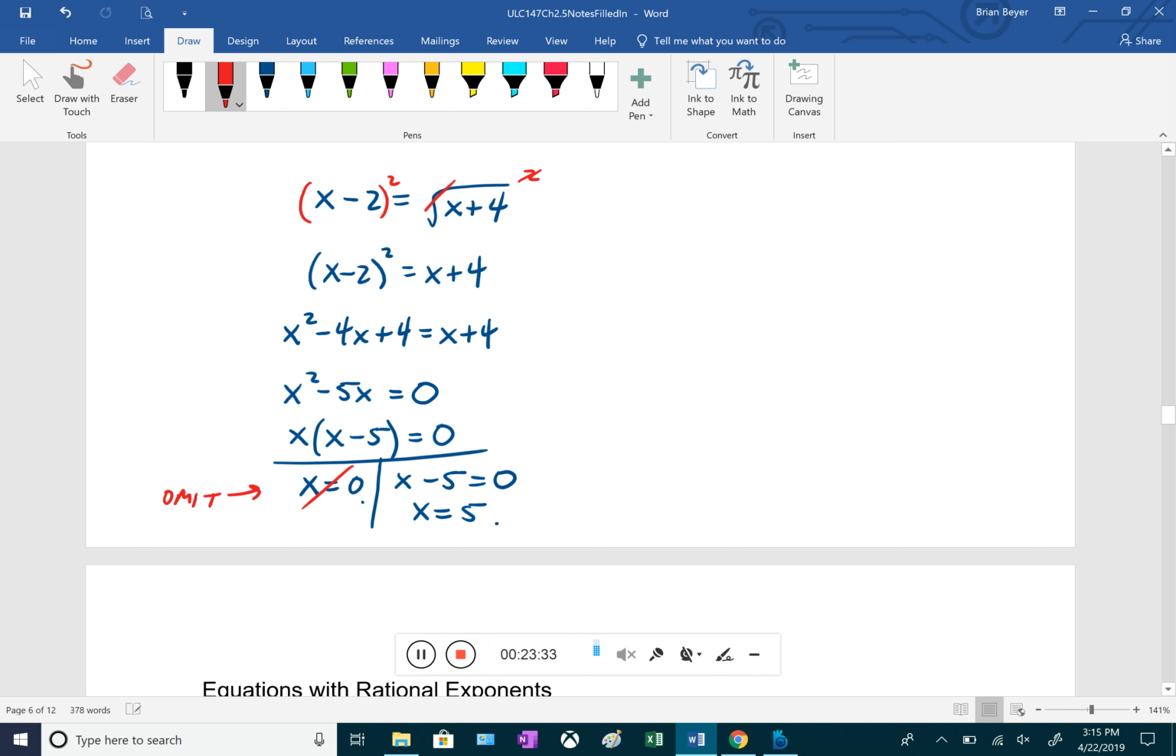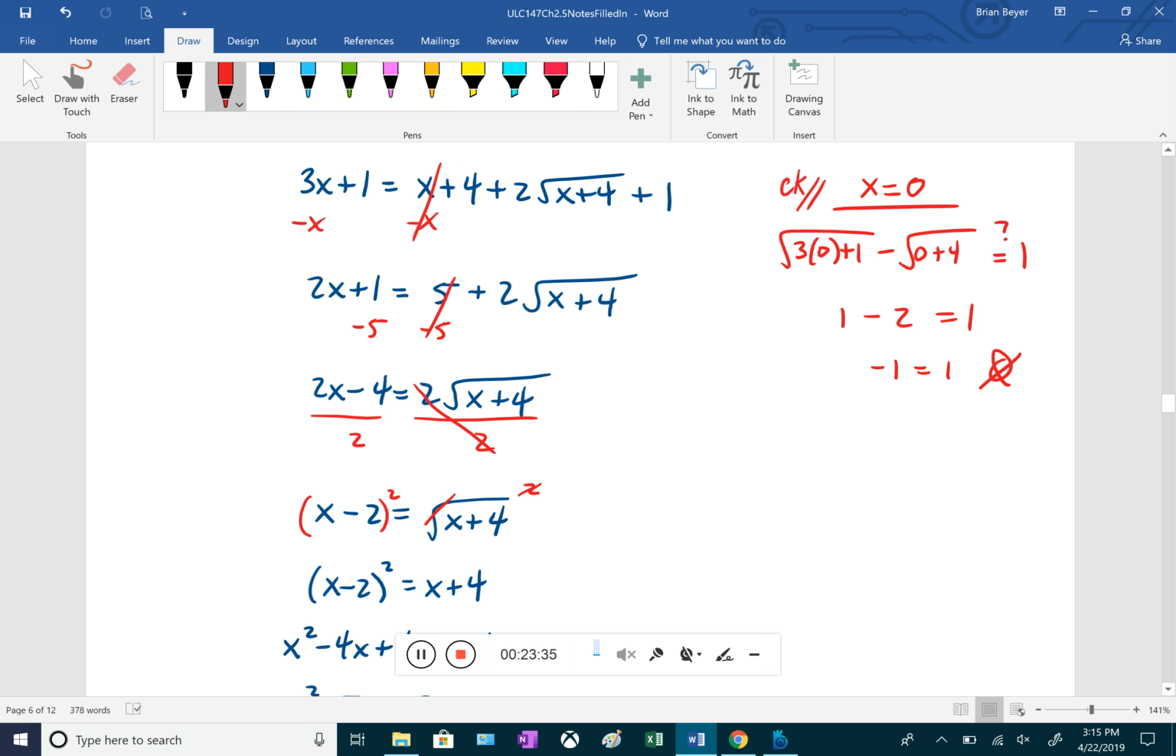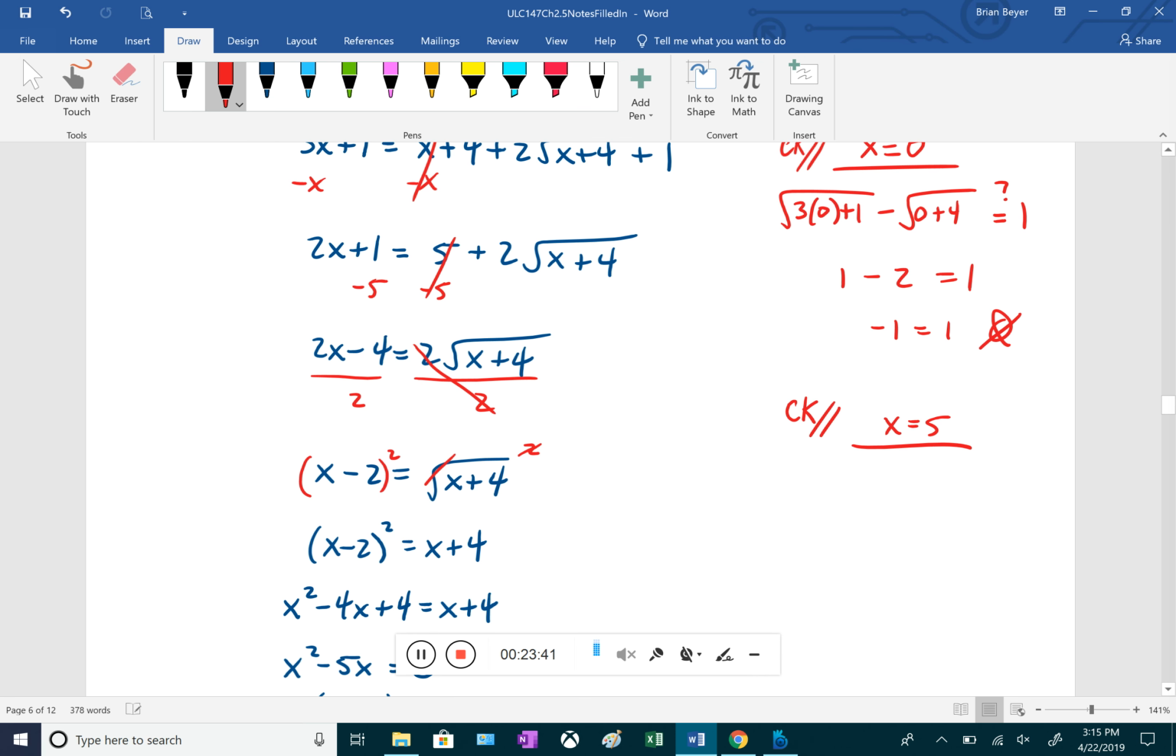And now checking it for x equals 5. So same thing, we plug it in. 3 times 5 plus 1 under that square root minus 5 plus 4 equals question mark 1.